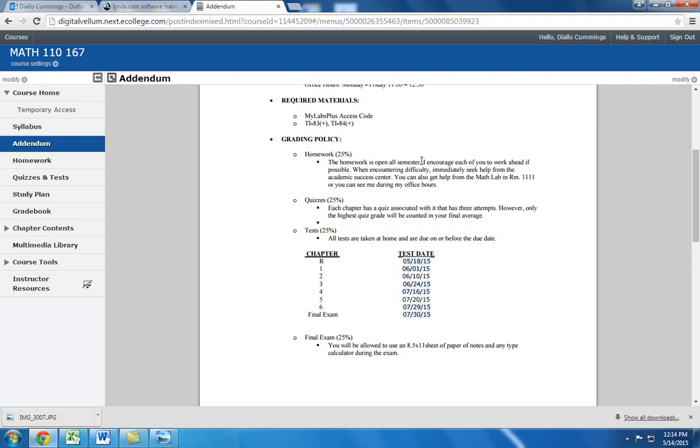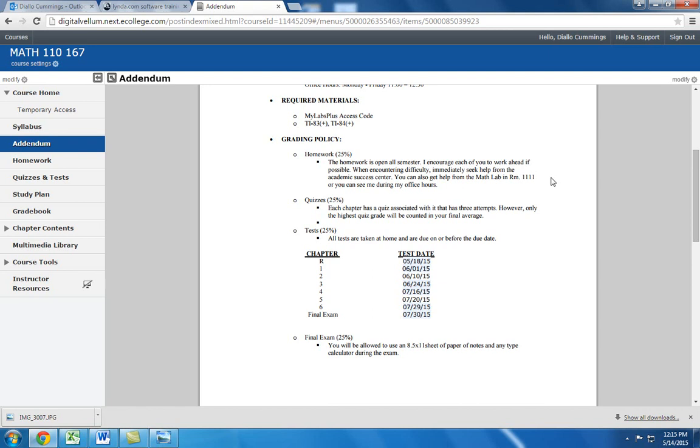The homework is open all semester long, although you may see past due on some assignments that are after a certain date. You will still be allowed to go into those assignments and finish the homework problems. I encourage you to work ahead if possible. Whenever you have trouble, you should immediately seek help from someone. The avenues of help are the Academic Success Center, which is located in the 700 building. You can also get help in the Math Lab, which is in room 1111, and you can also see me during my office hours.